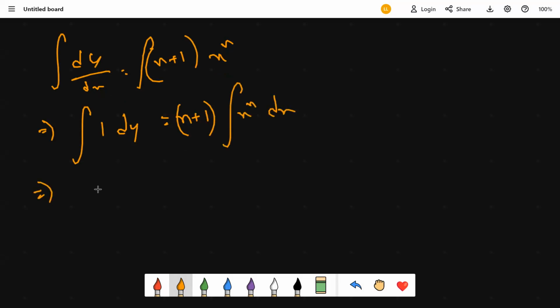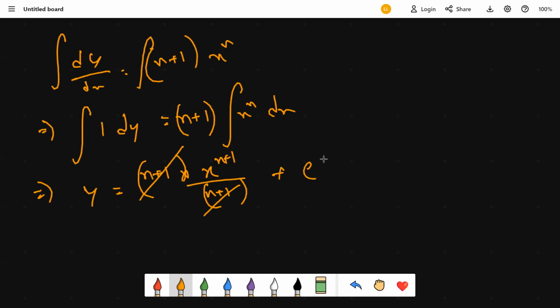We should get y equals (n plus 1) remains here, and here x to the power n plus 1 divided by n plus 1. We need to increment the power by 1. This n plus 1 and this n plus 1 get cancelled out. And there is a constant, so for that constant we give a c here because we don't know if there's a constant or not.